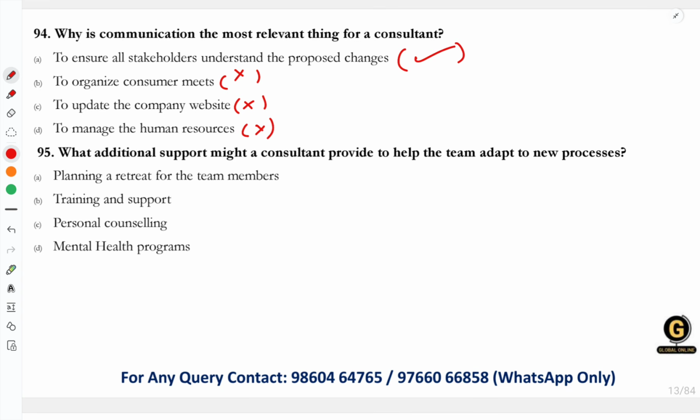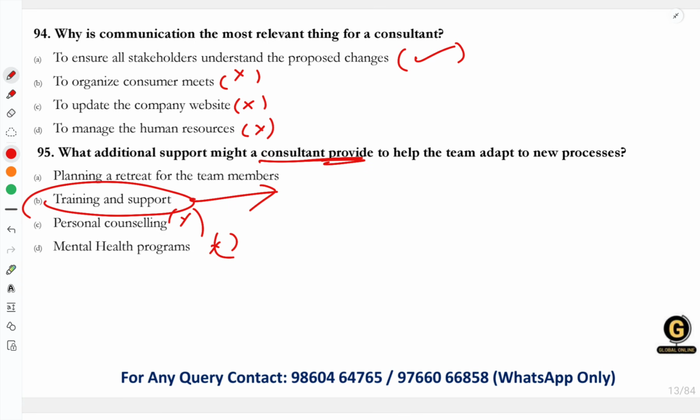Next question, what additional support might a consultant provide to help the team adapt to new processes? Planning a retreat for new team members, training and support, personal counseling, mental health program. Mental health program and personal counseling are not the work of a consultant. What is the consultant's work? To understand the loopholes from the business point of view, not the employee point of view. So if he has to introduce a change, he will have to provide training and positive support to the employees or all the stakeholders involved. So hence this is the important thing. Option number B is the correct answer.